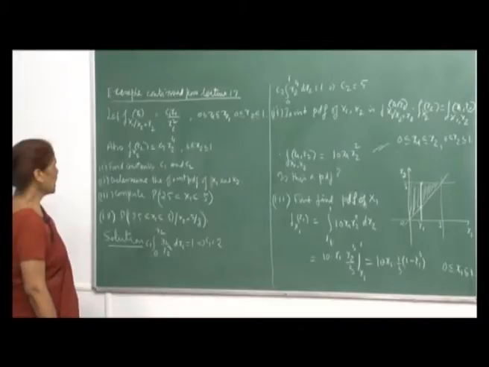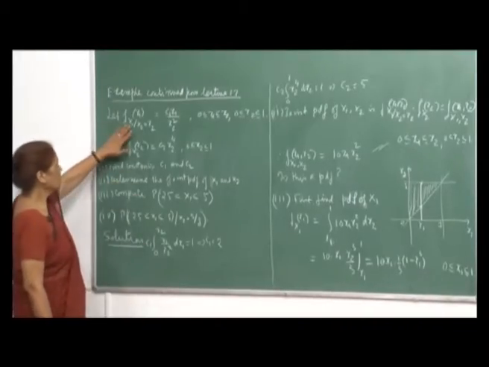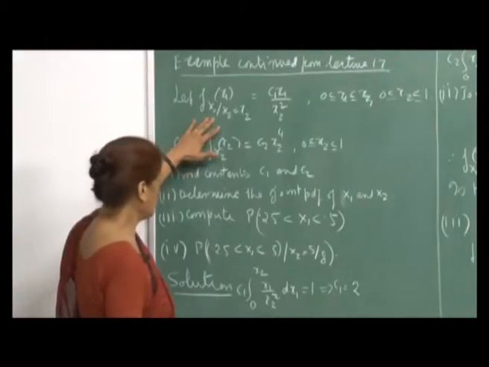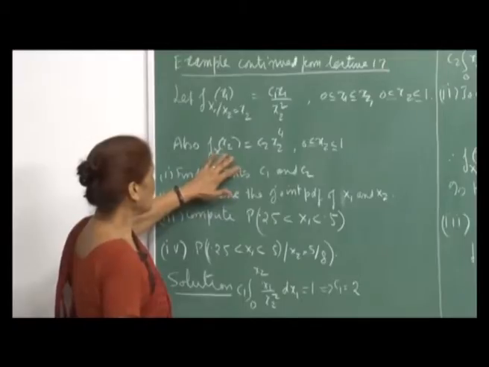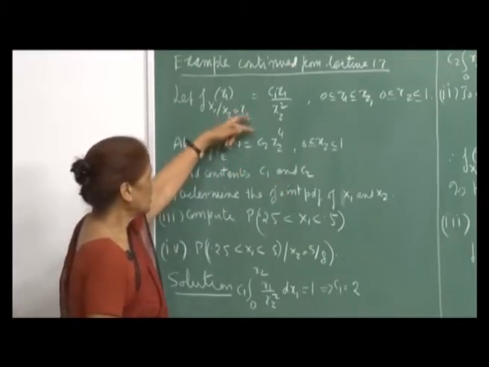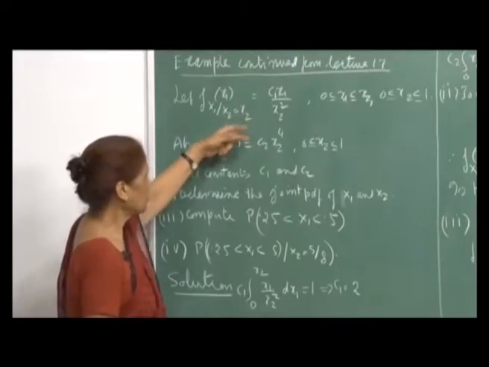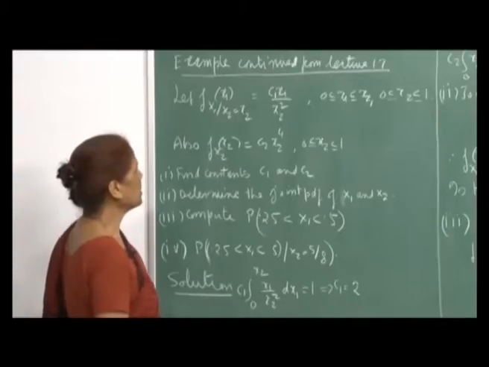We will continue with the example I was discussing at the end of lecture 17. This was the conditional PDF of x 1 given x 2 equal to x 2, and we were given the marginal of x 2 also. Then we had to find constants C 1 and C 2. Of course, the criterion is that they are PDFs, so the integral in the specified region must be 1.